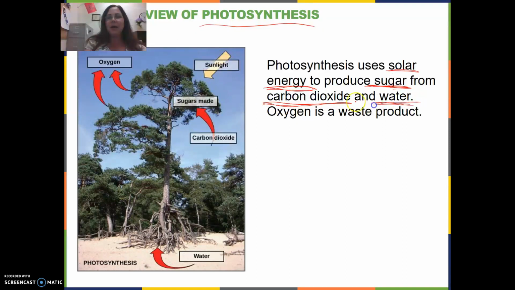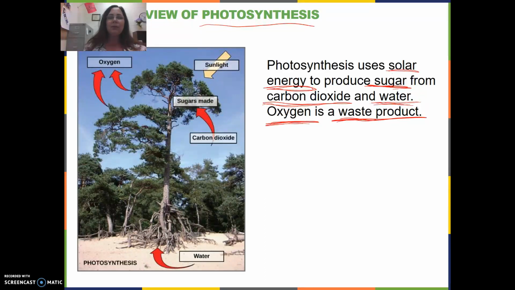And the waste product, if you remember in cellular respiration, was carbon dioxide. The waste product in photosynthesis is actually not a waste when we think about it. It's produced as a byproduct of photosynthesis, so it technically is a waste product, but it is definitely useful to the atmosphere and to other organisms, as well as to the organism that produces it.